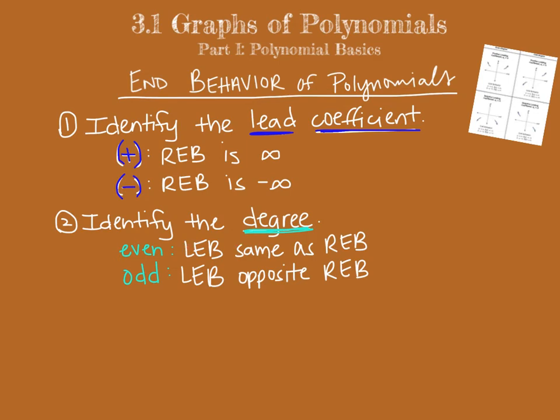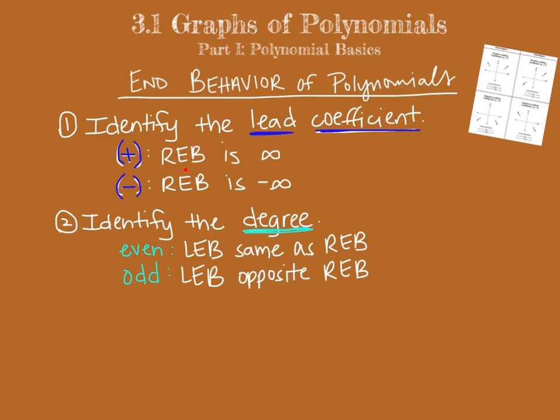In order to identify end behavior without graphing, we first have to find what the leading coefficient is. If the leading coefficient is a positive number, the right end behavior goes to positive infinity. If the leading coefficient is a negative number, the right end behavior goes to negative infinity.